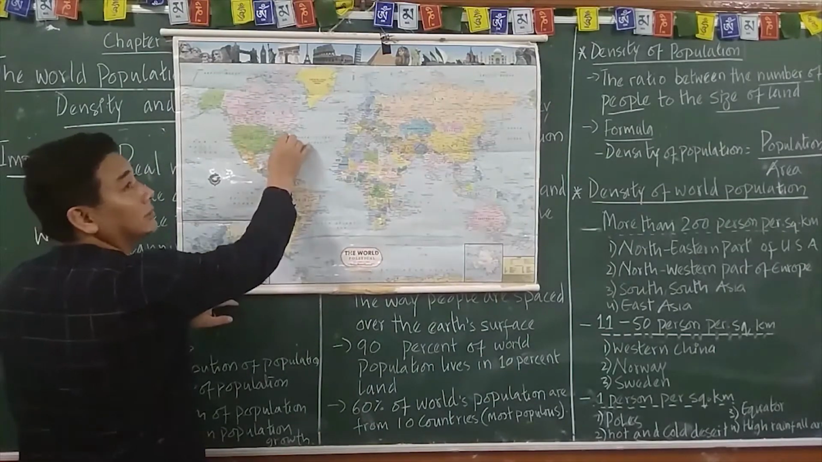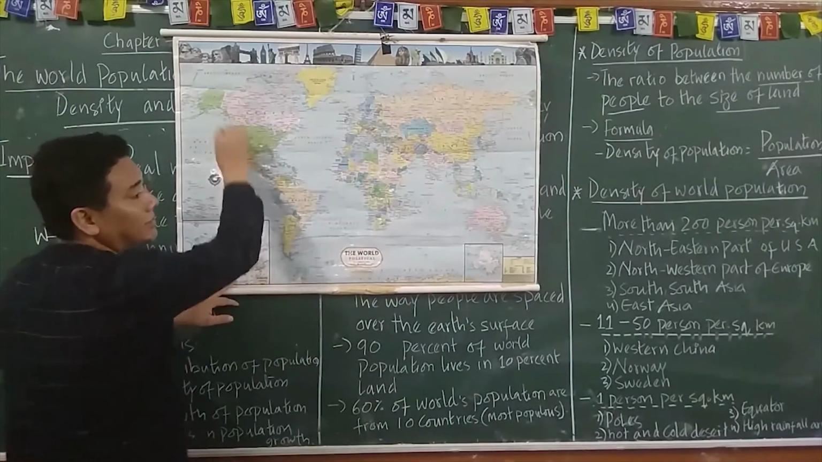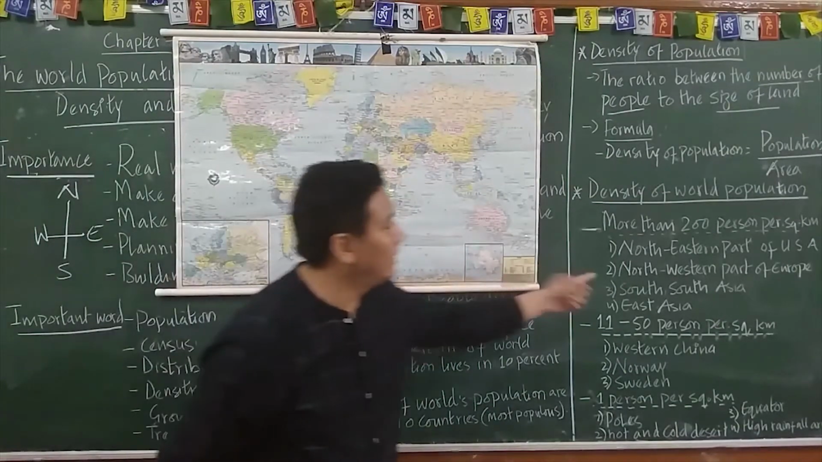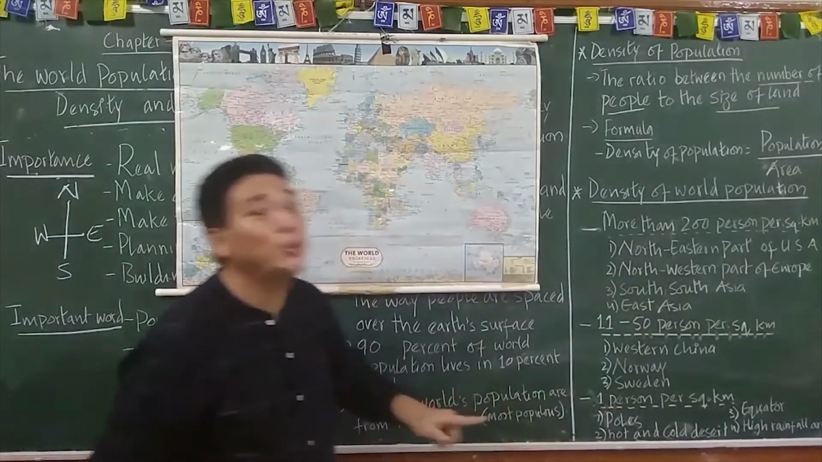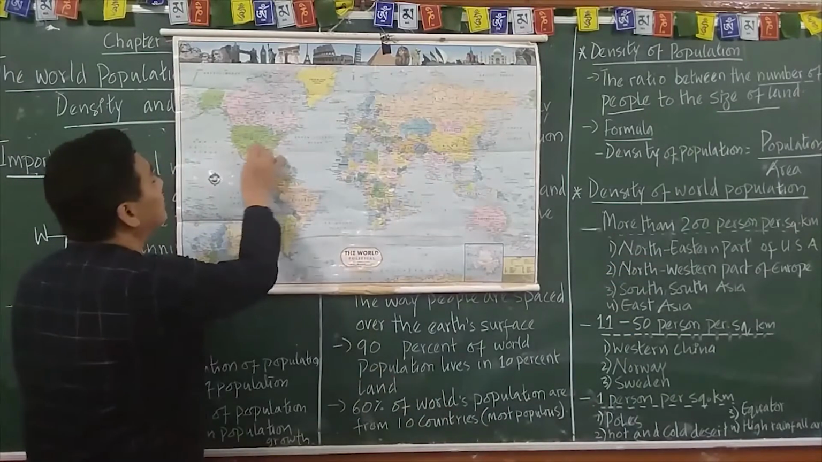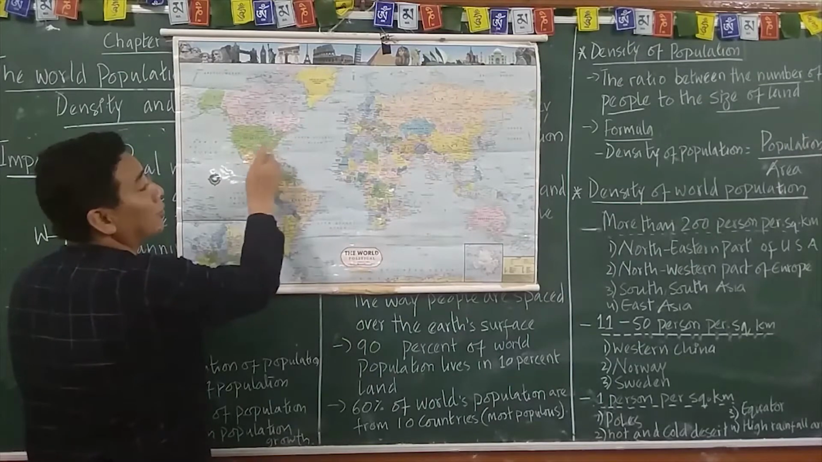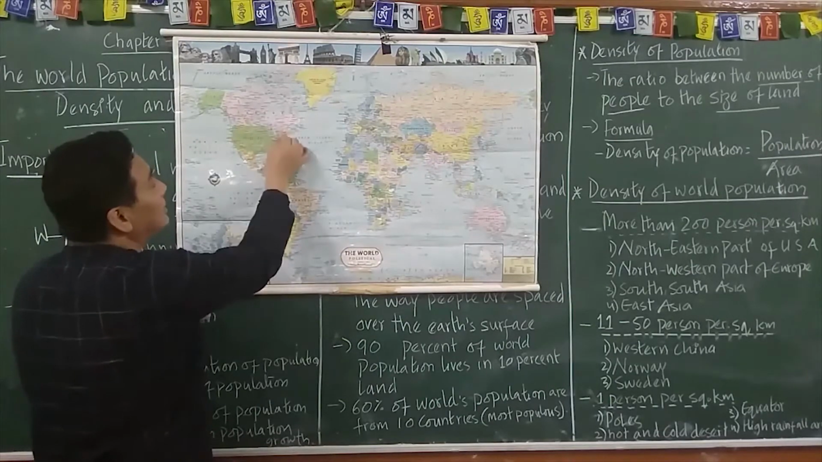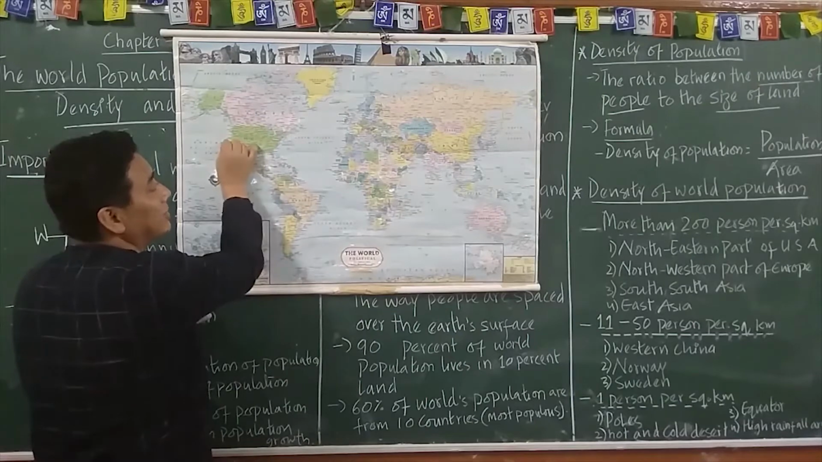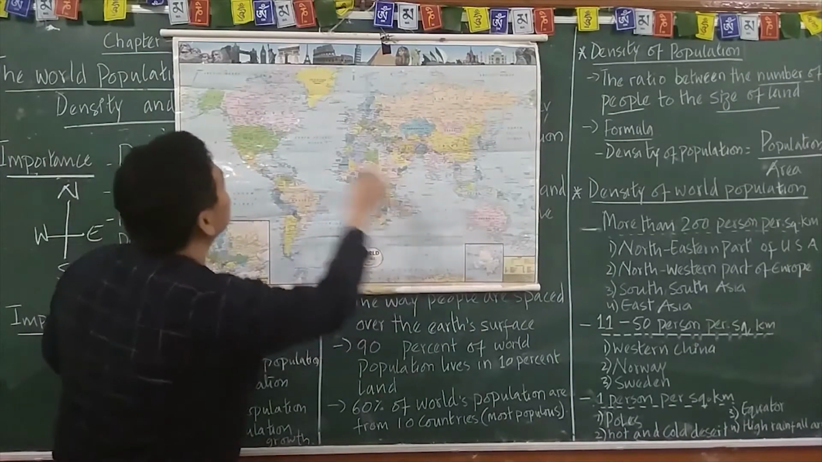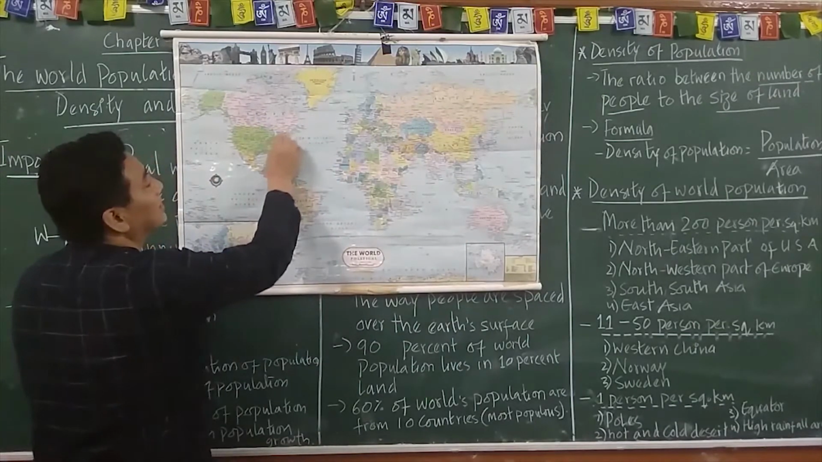North, south, east, west. So now we need to locate the northeastern part of USA, right? This is the United States of America, the green part. This is north, this is east, this is south, and this is west. And what we want is northeastern. So northeastern, these areas.